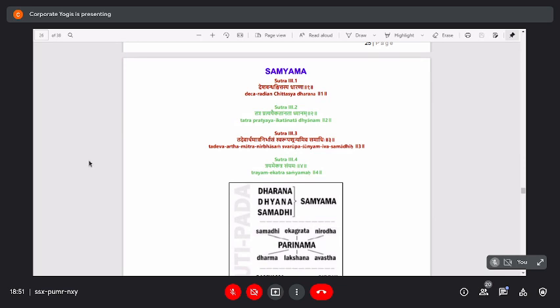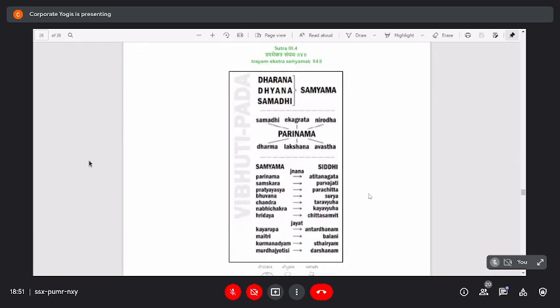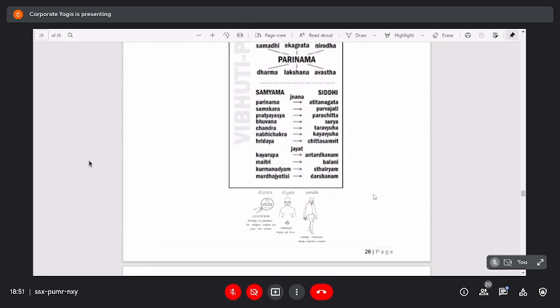Then Dhyana is meditation, and if you are in the Dhyana stage, Sarupa Shunya Evam Samadhi means that there is no difference between you and the complete universe. You completely become one with the universe. That stage is called Samadhi. And all these three stages together are called Sanyama.